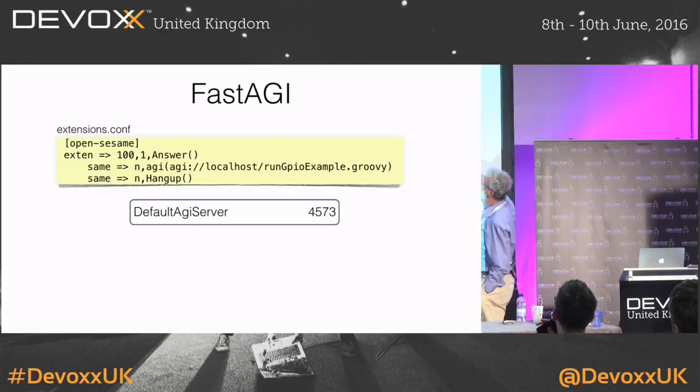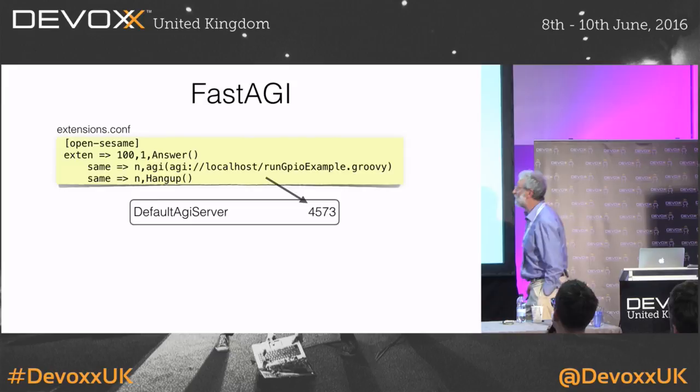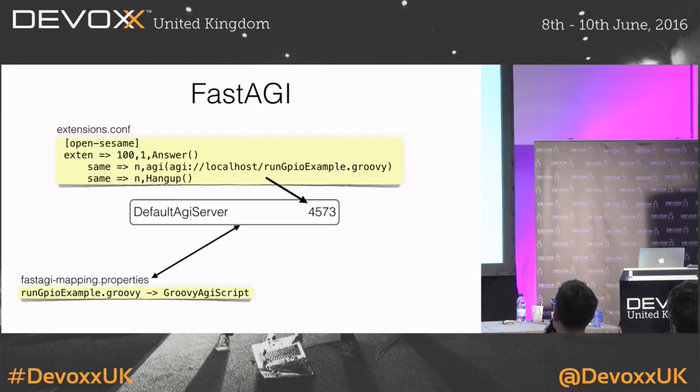So here's a fast AGI request, and the way it works is that this will go to the server that's been set up. By default it'll go to port 4573. The server looks in a properties file, which has to be on the classpath, and it contains literally that text. So when run gpio example.groovy is the request from the dial plan, it's got to be sent to the Groovy AGI script. All Groovy things are going to be mapped to the Groovy AGI script.